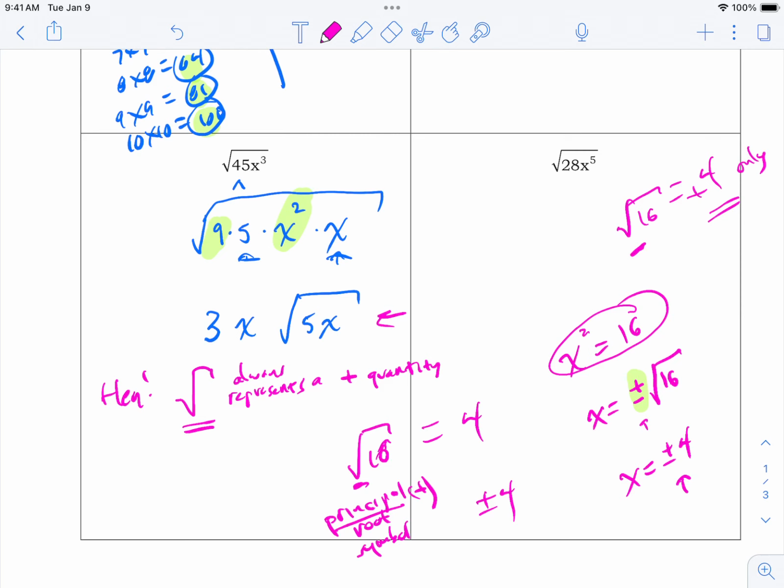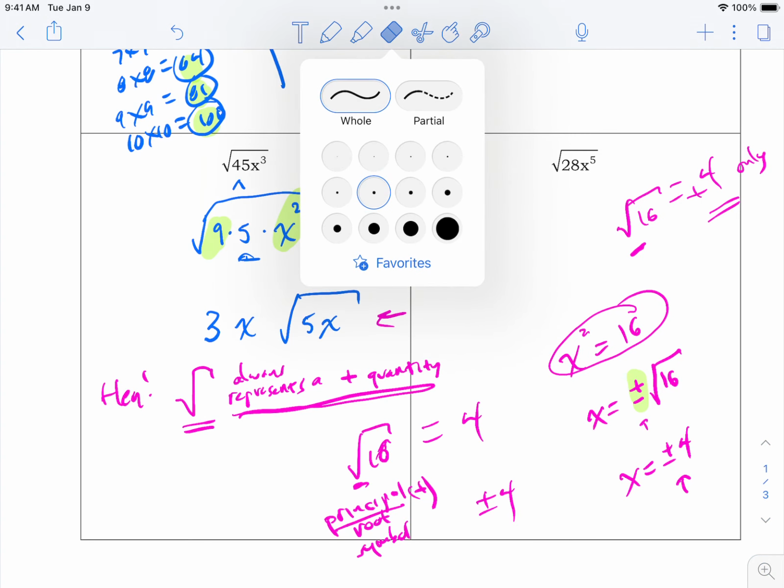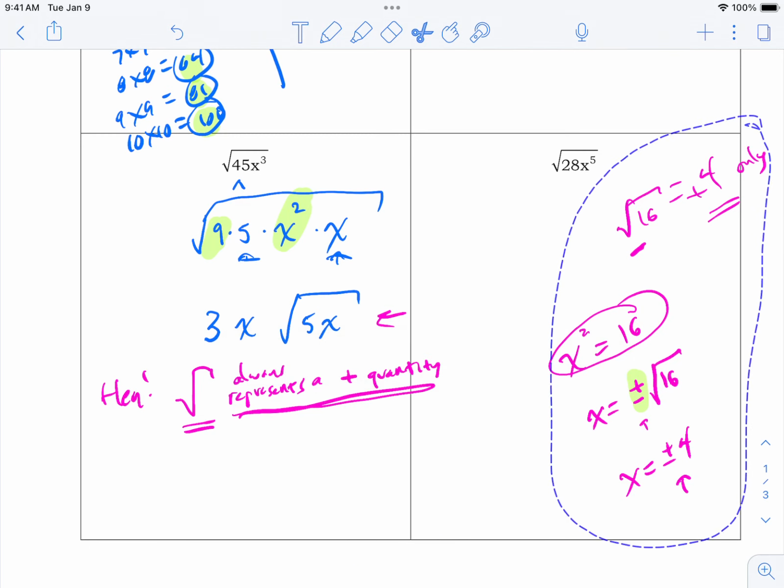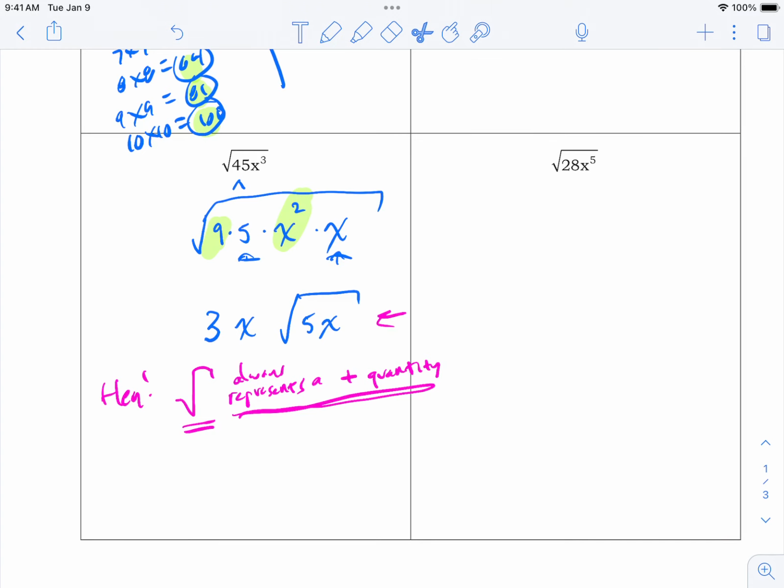This symbol represents a positive quantity only. Radical 16 is not plus or minus 4. Radical 16 is always positive. So let me get this stuff out of the way. It's kind of getting in the way, isn't it? Yep. So how do we fix our answer then? Because if x was a negative number, this would not be a positive quantity. Well, here's the easiest way to fix it.